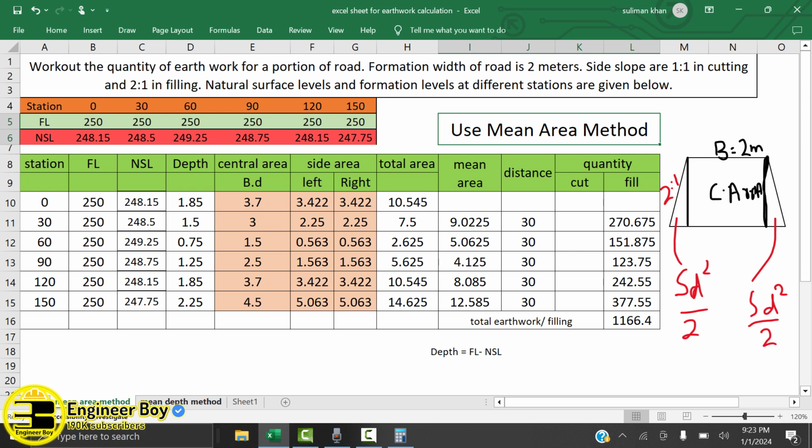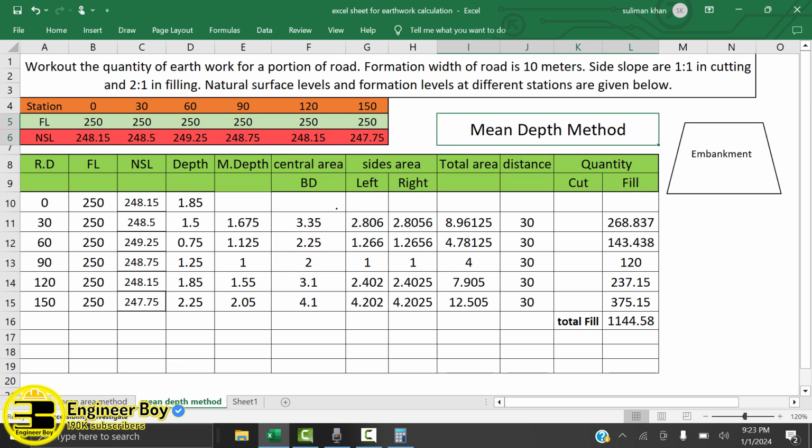For the mean depth you can use the same Excel sheet. The link is in the video description. You can download this Excel sheet for free. What you have to do is just provide the NSL, this table, and the formation level, this table.